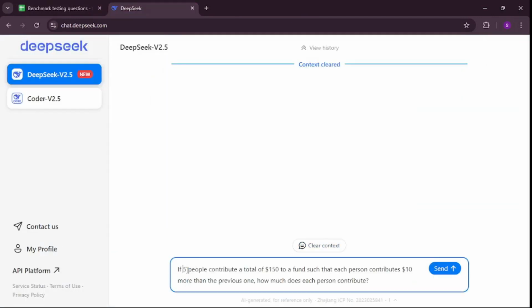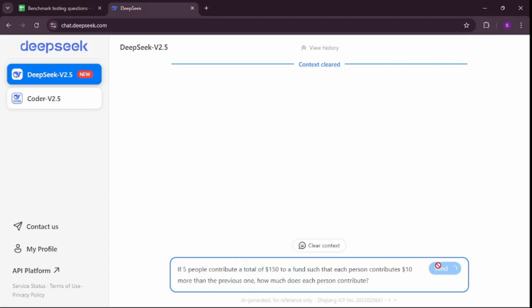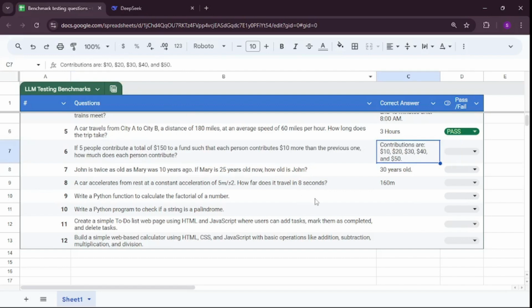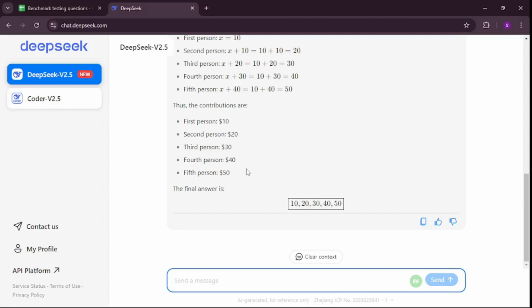So this time you have 5 people contributing to a total of $150 to a fund, such that each person contributes $10 more than the previous one. How much does each person contribute? So let's go and check out the results. And the correct answer for this one should be, the first person contributes $10, then $20, $30, $40, and the last person contributes $50. So let's go and check out the result here. And there you go. It did produce a correct answer, which is really mind-blowing.